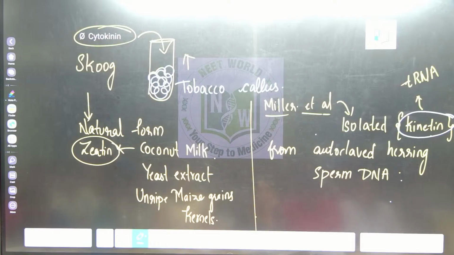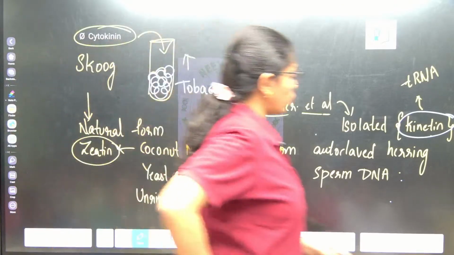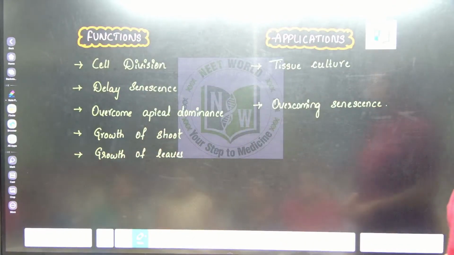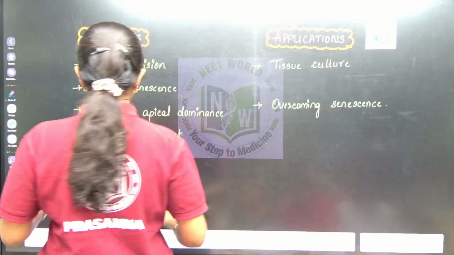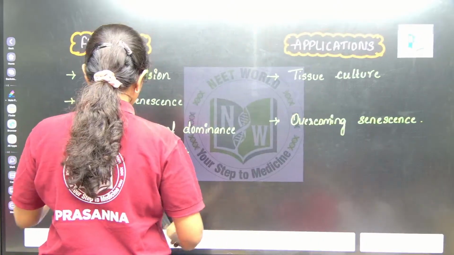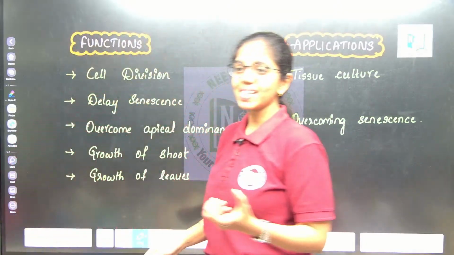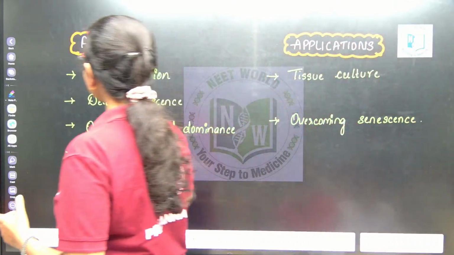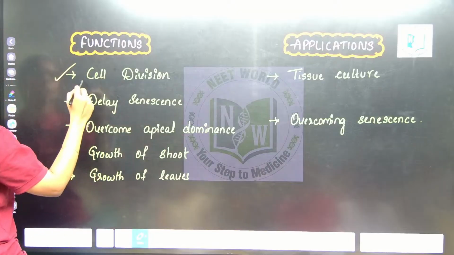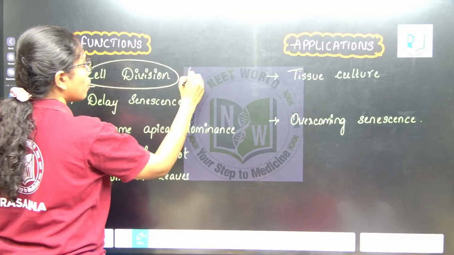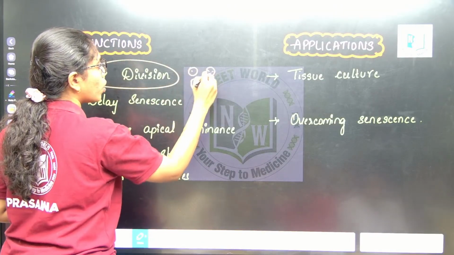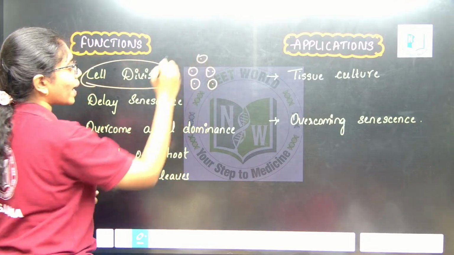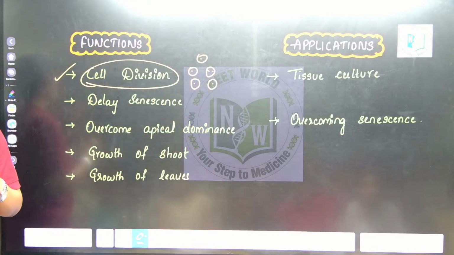Done, ma? Everyone? Now, what are its functions and applications? Cytokinin, the name itself is saying, cyto means what? Cell, kinesis means movement, division. So, here cytokinin is primarily involved in what? Cell division. When cells are dividing, they are more active, yes or no? More active cells will be moving more. They are mobile in their function.